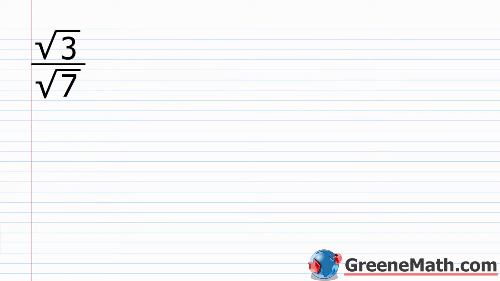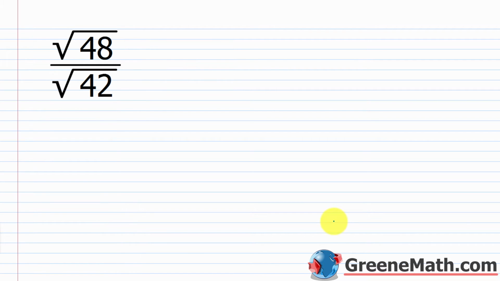What about something like the square root of 3 over the square root of 7? So I can't simplify either of these. So basically all I'm going to do is look at my denominator. If I have the square root of 7 there, I'm going to multiply by the square root of 7 over the square root of 7. Square root of 7 times square root of 7 is 7. Square root of 3 times square root of 7 is square root of 21. So I get square root of 21 over 7.